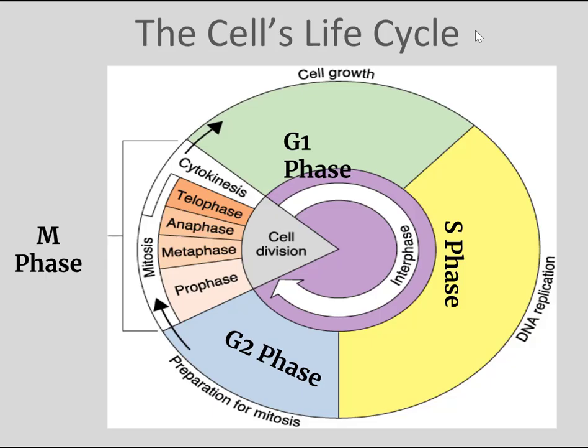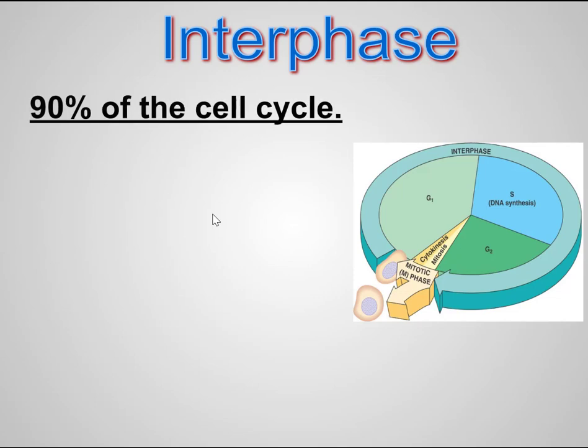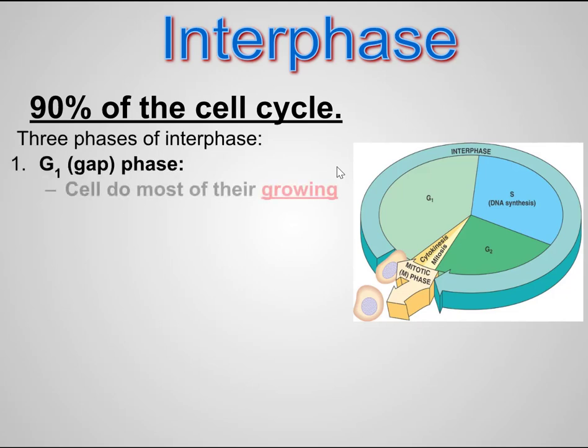Here's another picture just to show you. We have G1, S, and G2. These are interphase, again, very long. We then have our mitosis and cytokinesis. This is the cell division: prophase, metaphase, anaphase, telophase. Interphase is 90% of the cell cycle. 90%. It takes the longest amount of time. We said there are those three phases.